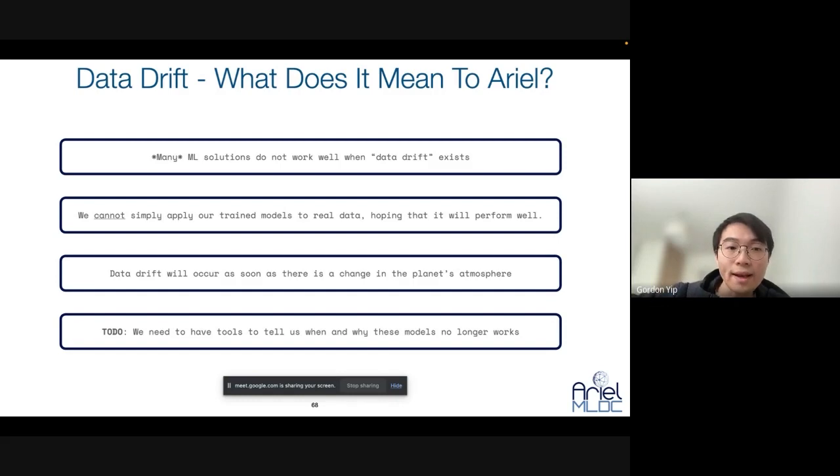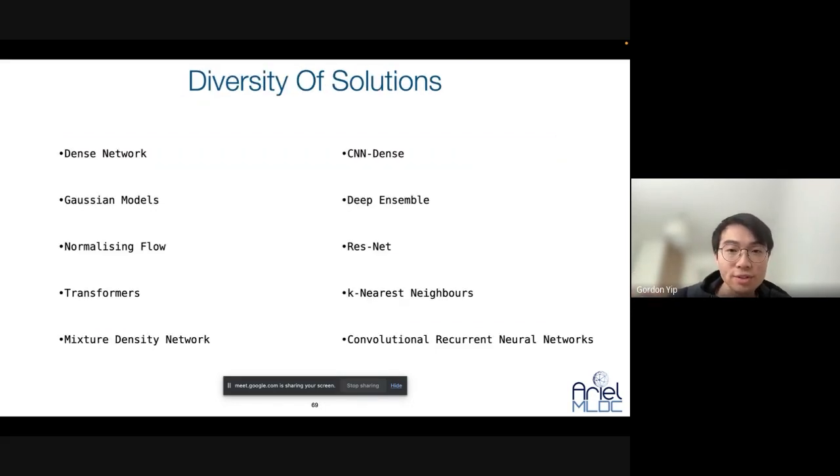We cannot simply apply our trained model to real data and hope that because it works on simulation, it will work on real data. It just doesn't work like that for machine learning models. It's not an algorithm where we know exactly what happens. Data drift will happen as soon as there's a change in the planet's atmosphere. What we need to do is find a way that can tell us when and why these models no longer work. And here I showed you the diversity of the solutions.